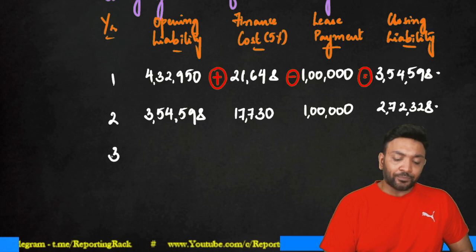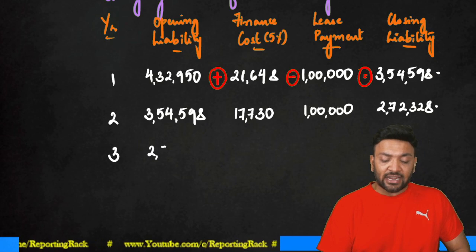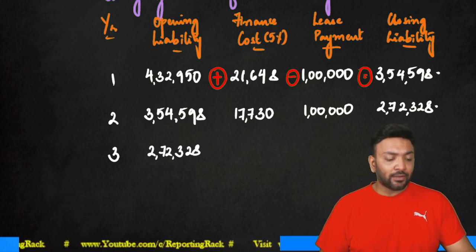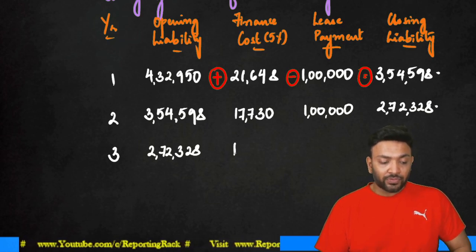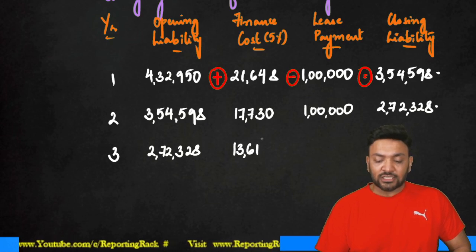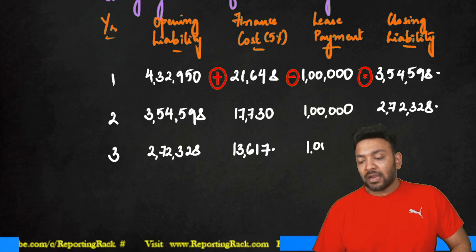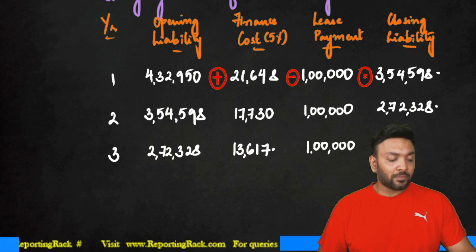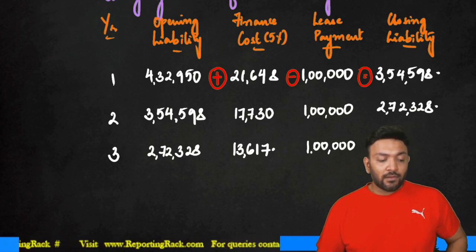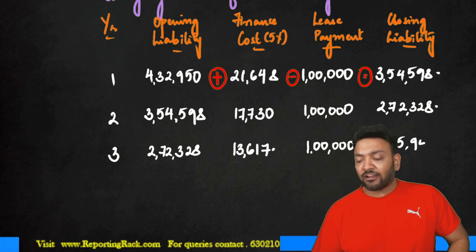Year 3. Now at the end of year 3 modification happened. So this is the last year which I am trying to determine. 2,72,328 multiplied by 5%, 13,617, minus the amount of 1 lakh of repayment. I should be getting the answer of 1,85,945.